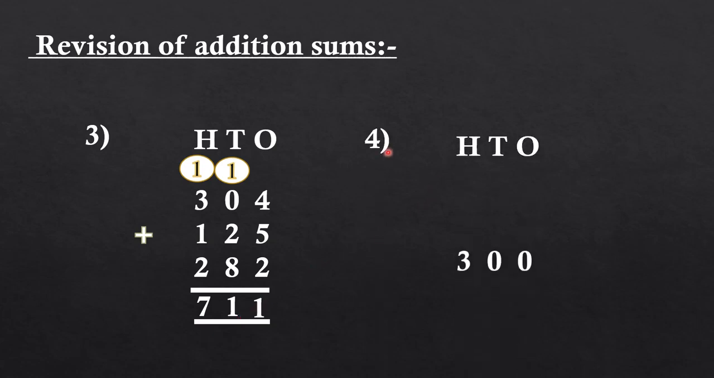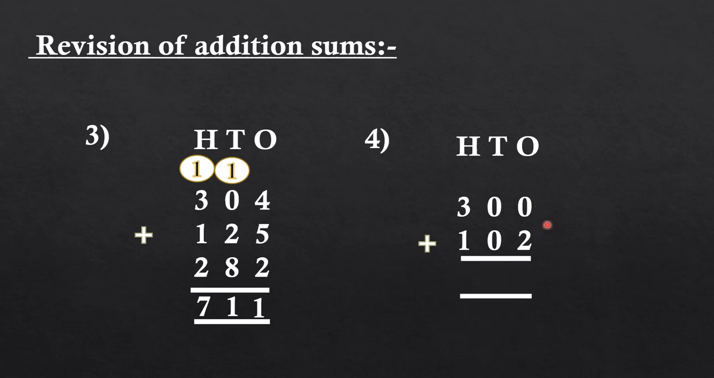Now in fourth question we have to add 300 and 102. Okay beta. Now you can see we have only two numbers here. So we will start from our ones place, 0 plus 2, and when we want to add 0 to any number we will get the same number. So we will write 2 here.